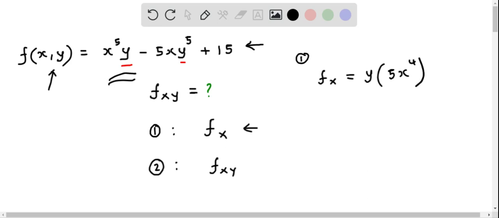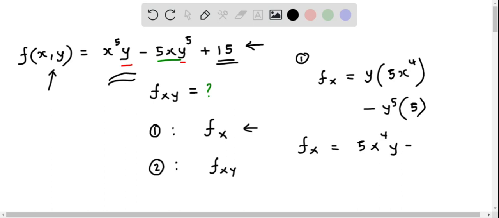Similarly, for the second term, we have a negative y^5, which will be treated as constant. And then we differentiate only the term 5x. Differentiation of 5x is just 5. And finally, we have this constant 15, which will become 0. So let me write this down. Basically, we have f_x equals 5x^4 y minus 5y^5.